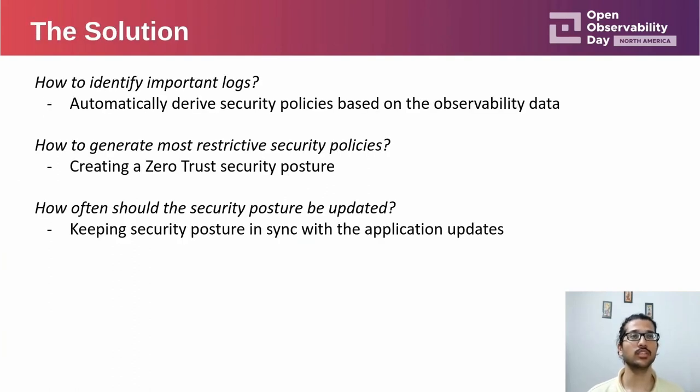Let's look at some of the questions we asked earlier. To identify important logs, we need an automated policy discovery engine which can convert the raw observability data to useful runtime security policies. To generate most restrictive policy, denying everything by default is the key. We need to use least permissive policies that can only allow essential resources required for running the application and deny everything else. The security posture should always be in sync with the application updates. This can be done by shifting left and testing the discovered policies in the early stage of software development cycle.